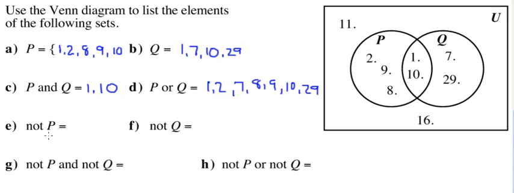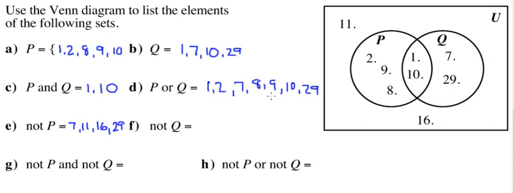Not P. Every number that is not in circle P. So that could be these, which are in circle Q, but not P. Or it could be these guys that are in no circle at all. So that gets us the list 7, 11, 16, and 29.